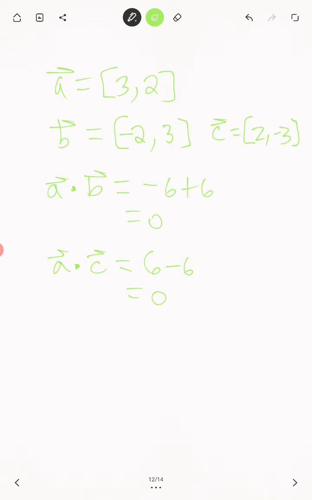If you change the sign of both, let's see what happens. If we do vector D and make it negative 2, negative 3, then is A dot D equal to 0? No, because it would be negative 6 minus 6, which is negative 12, not 0.